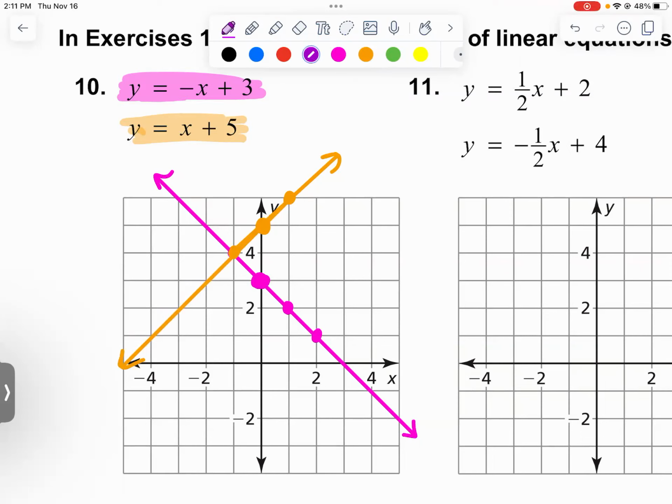Okay. So Kyron is asking, is our point of intersection -1, 4? Well, let's check our answer. Is -1 plus 3 equal to our y of 4? Yeah. Is -1 plus 5 equal to our y of 4? Yeah. Awesome. That's really awesome.